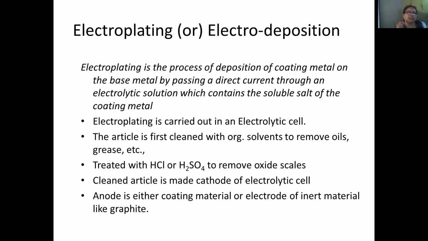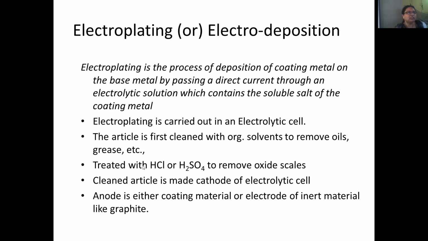So electroplating is carried out in an electrolytic cell. It is a process of electrolysis. So the article is first cleaned with organic solvents to remove oil, grease, etc. Then treated with HCl or sulfuric acid to remove the oxide phase. So same thing, surface preparation is done here also.